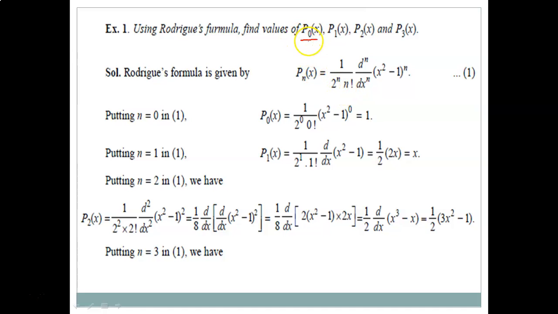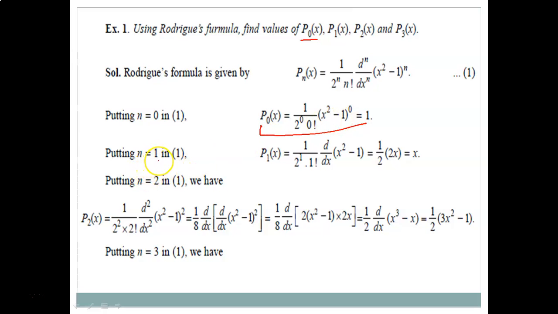Now we want to find P0(x). So how can we find it? Put n equal to 0 here. Very simple. P0 is 1 by 2 raised to power 0 and 0 factorial. 0 means we are not going to take any derivative. You simply have this term (x square minus 1) raised to power 0. Anything to the power 0 gives you 1, and 2^0 and 0 factorial are also 1, so you can say that P0(x) is 1. You already know from the earlier calculations that P0(x) is always 1.